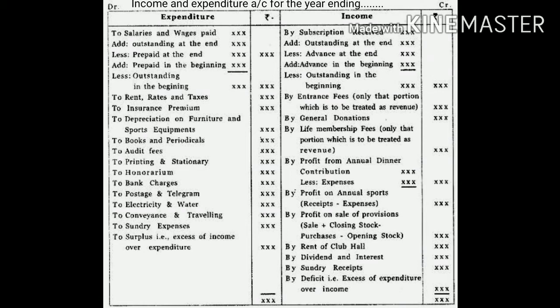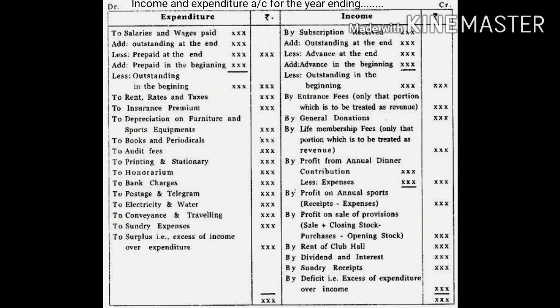By general donations, by life membership fees, as with entrance fees, by profit from annual dinner, contribution less expenses, by profit on annual sports, receipts minus expenses, by profit on sale of provisions, sale plus closing stock minus purchases minus opening stock, by rent of club hall, by dividend and interest, by sundry receipts, by deficit, that is excess of expenditure over income.